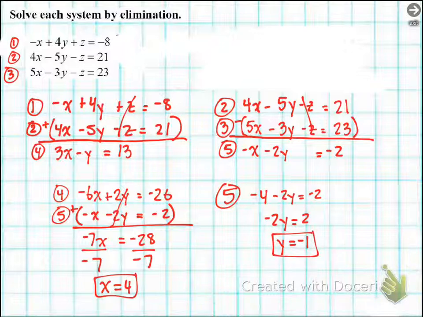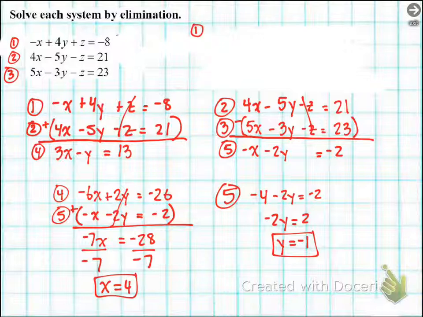Now how do I find what z is? Plug it into which one? 1, 2, 3, 4, or 5? Okay, 1, 2, or 3, right? Because those are the ones that have z. So we're going to plug it into number 1, because that one has a positive z. I'm going to go back up to here. I ran out of space underneath.